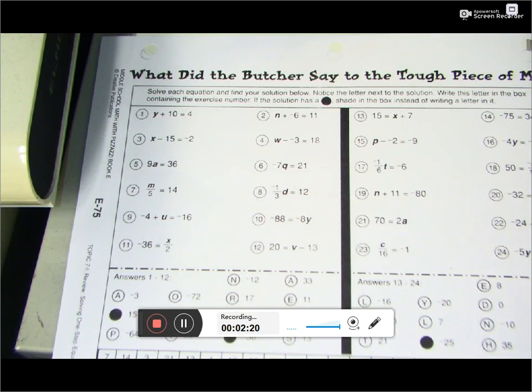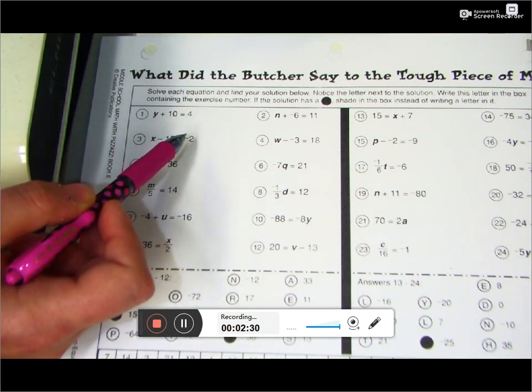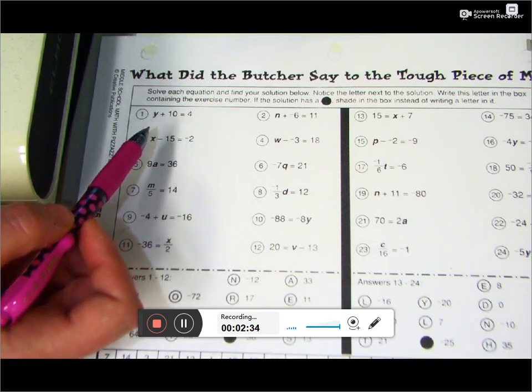Okay, so for number 1, we have y plus 10 equals 4. Okay. Now you could think in your head what number plus 10 equals 4, but we're really going to work on that solving piece, so you're going to be showing your work.